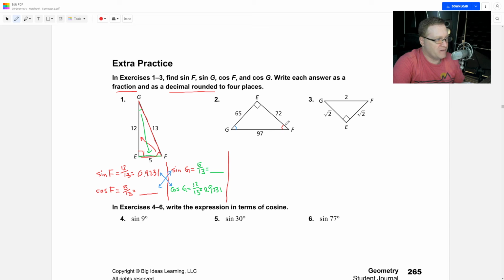Let's do the sine of f for number 2. The sine of f, remember, is opposite over hypotenuse. So opposite is over here, 65. The hypotenuse is this side, 97. So sine of f is going to equal 65 over 97. And you should also find the 4 decimal places of this, but I'm not going to do that now. All right, next, let's find the cosine of f.